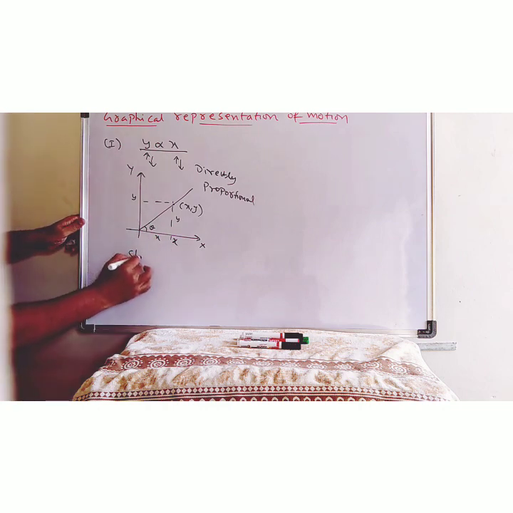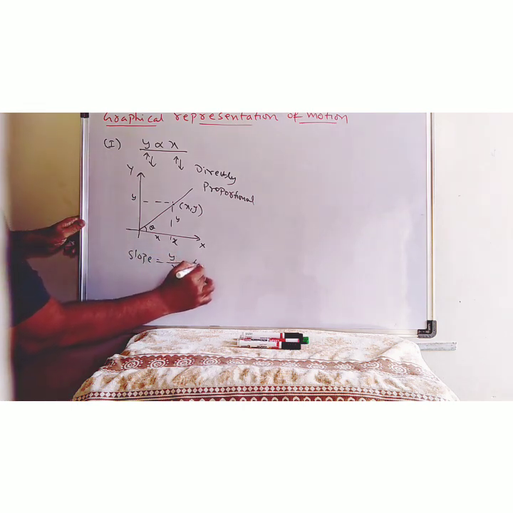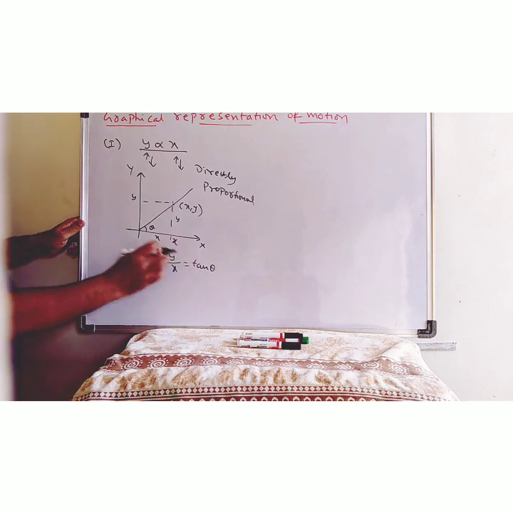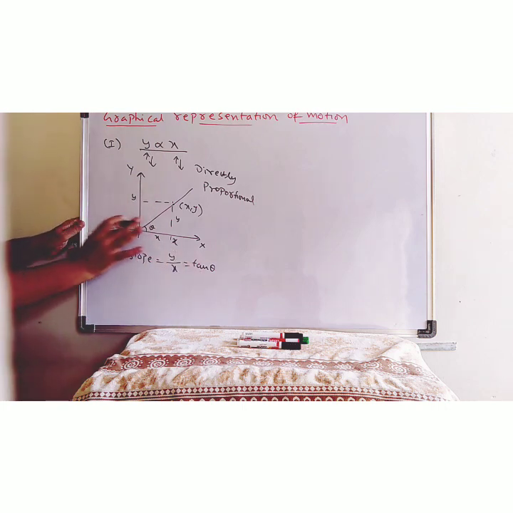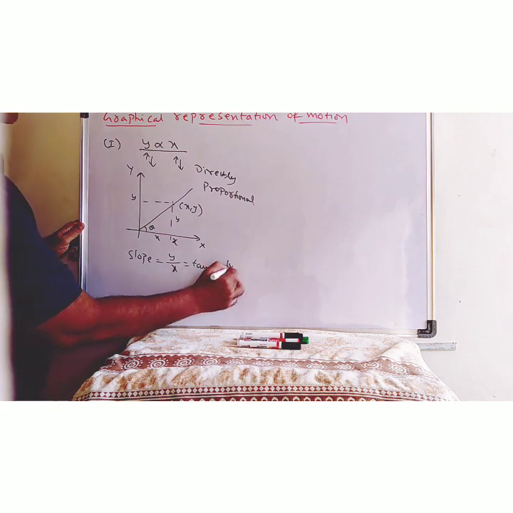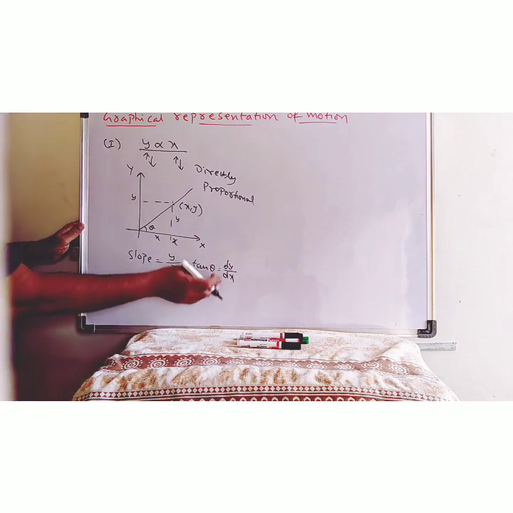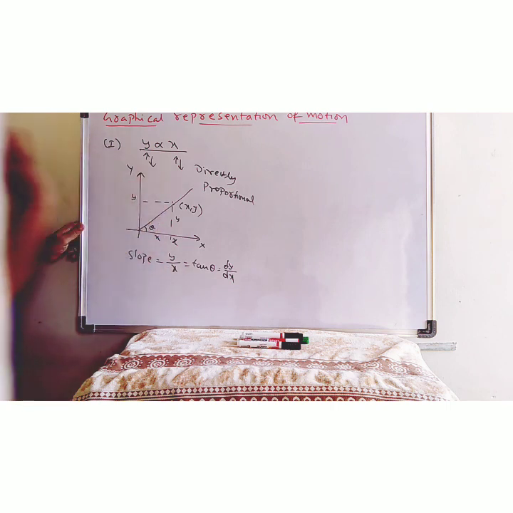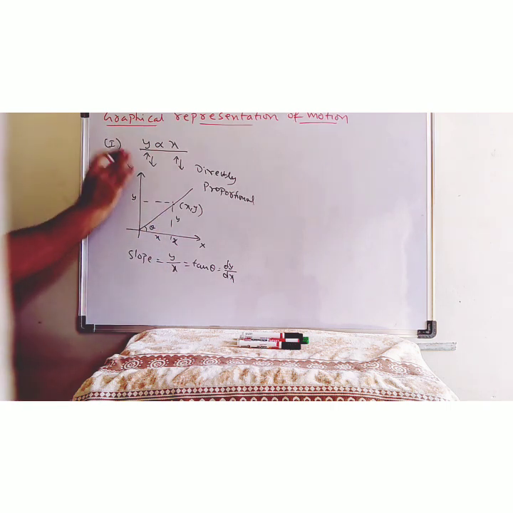Then what is the slope of this? The slope will be the y component by the x component. We can also say tan theta is equal to y by x, which is the slope of this particular graph. So the slope shows how the value of y is changing with respect to x. I think in the last class we also discussed dy by dx. The dy by dx is nothing but the slope of this particular graph. Okay, this is the directly proportional graph.